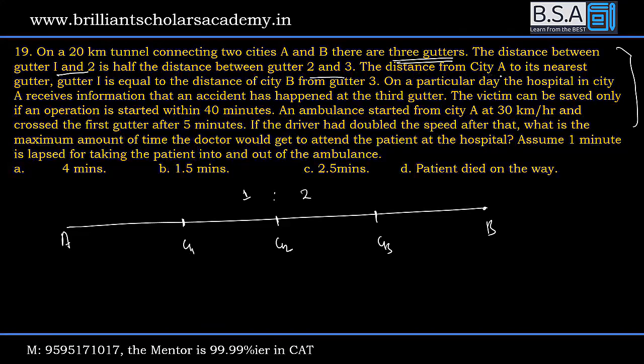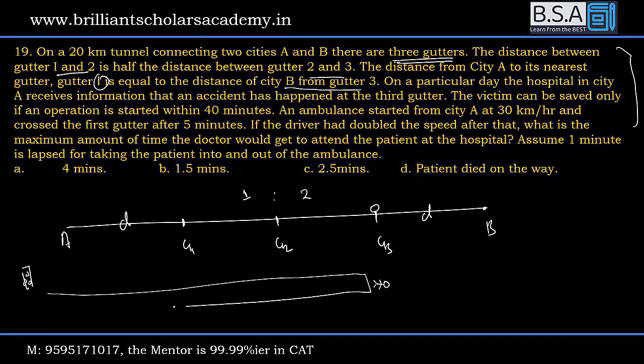The distance between city A and the nearest gutter, gutter 1, is equal to this distance, gutter 3 and city B. On a particular day, there's a hospital here. That hospital has received some news that there's an accident where somebody is probably dying or lying here at gutter 3. So the ambulance has to go pick up that person and bring that person back, and it says the operation must start within 40 minutes. Once the phone rings here, it must be done within 40 minutes from that.